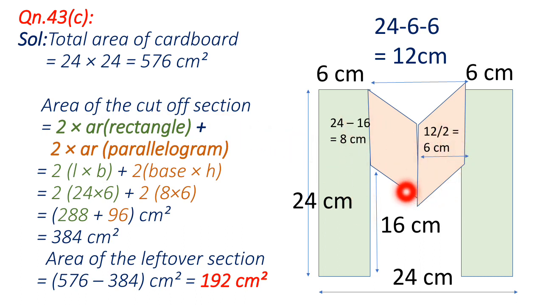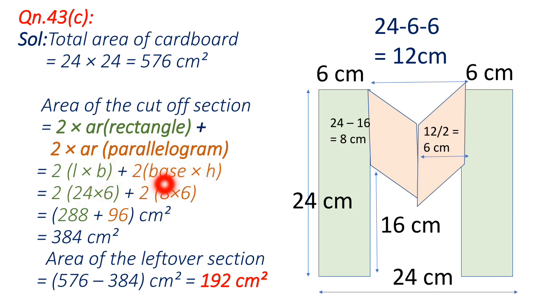So the area of the cut off section is 2 into area of rectangle. It is colored with green. Two rectangles are there, so 2 into area of rectangle, and 2 parallelograms are also there, so 2 into area of parallelogram. See the colors also. I'm calculating the area of these two sections. The area of a rectangle is length into breadth, and the area of a parallelogram is equal to base into height.